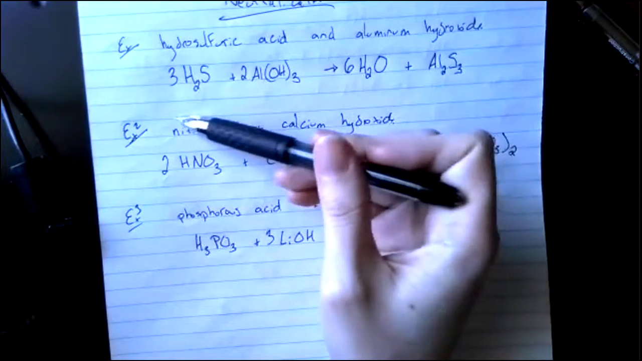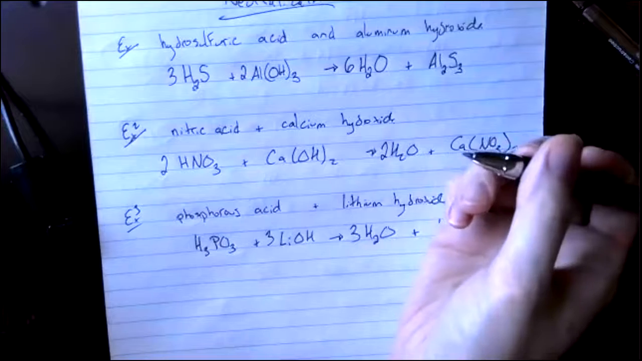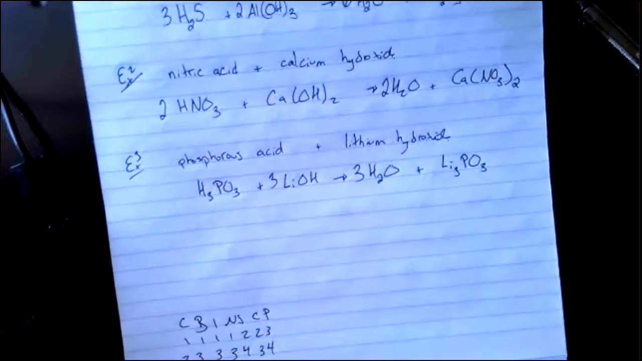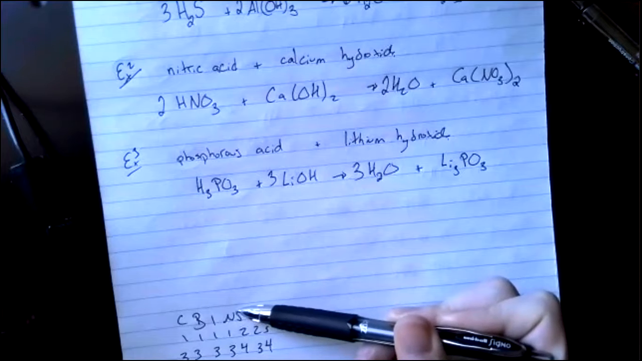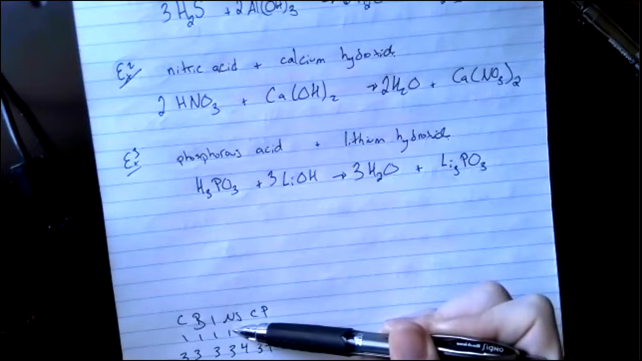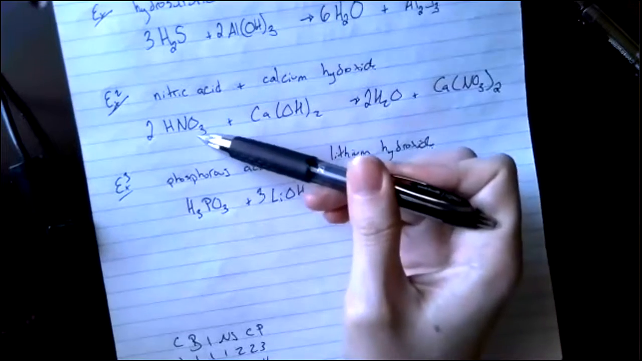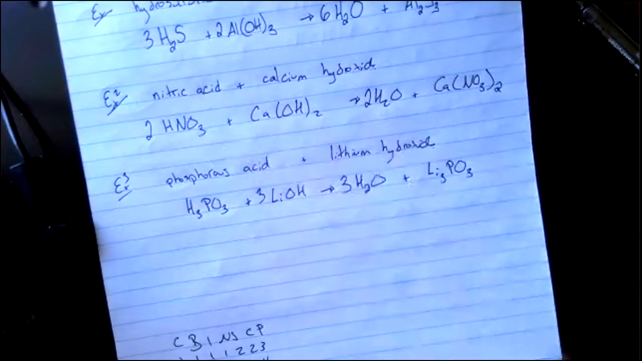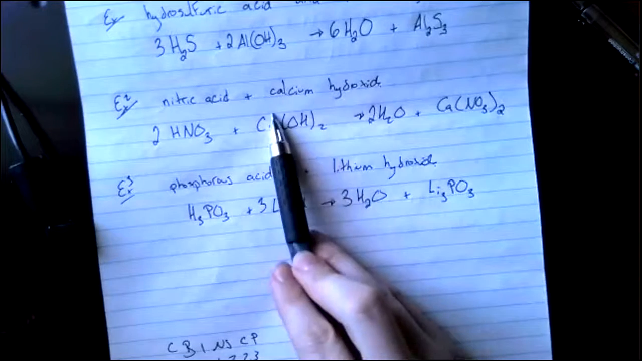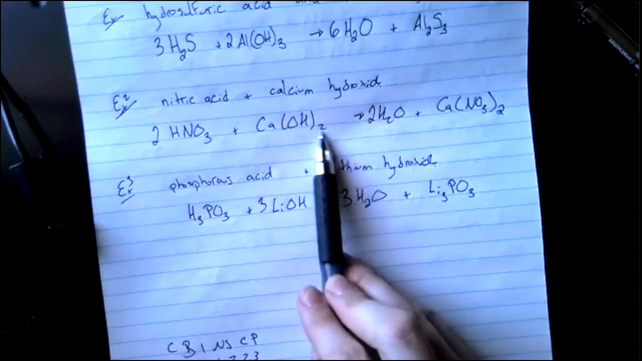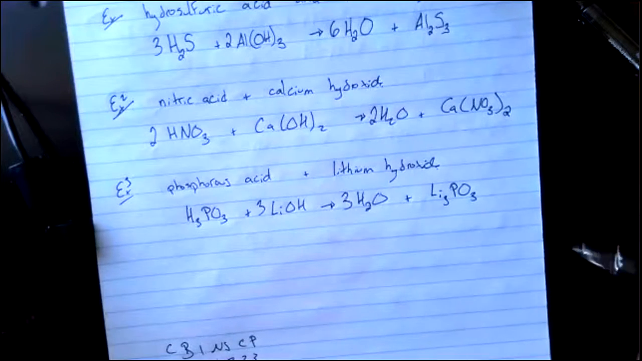Nitric is our normal state polyatomic ion for nitrogen. So I look at my CBINS CP and I see that my normal state nitrate will have a charge of 1 and 3 oxygen. So I write in my 3 oxygen, and then when I cross my charges, I don't bother writing in my 1s. Calcium hydroxide, calcium has a charge of 2, so we cross it over. Water is formed because it always is in a neutralization.